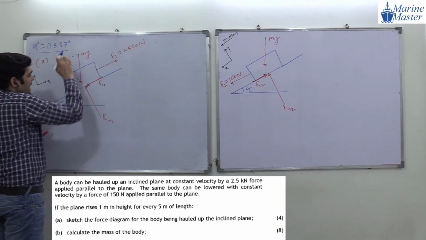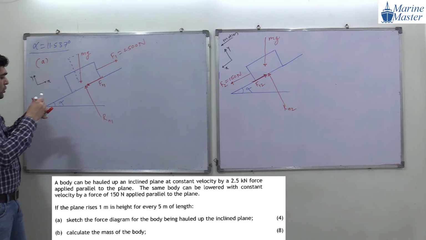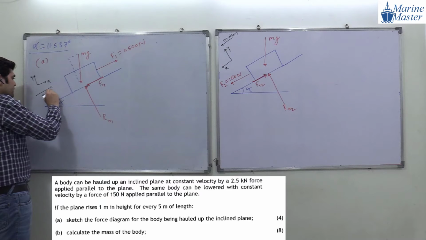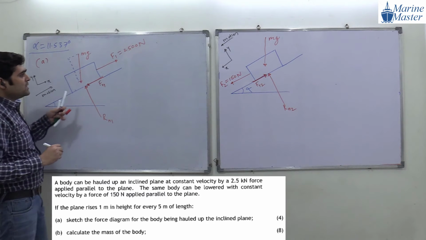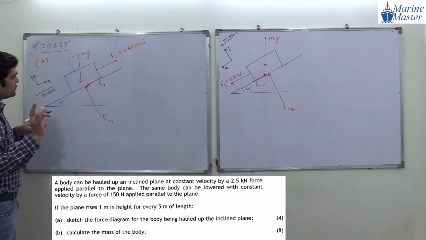Okay, so as for the x and y direction, x is along the plane in the direction of motion. Here the motion is upward. Try to see the point here. What about this one? Here the motion is downward, downward along the plane. Okay, now try to see the point here.